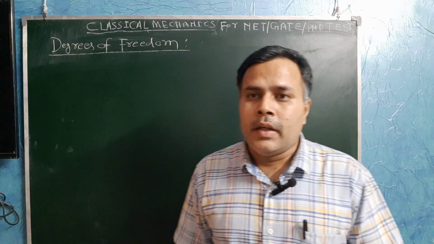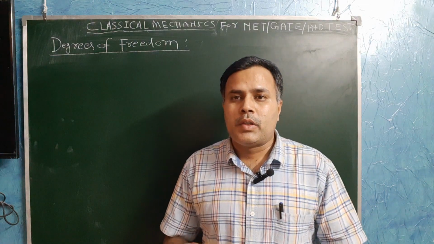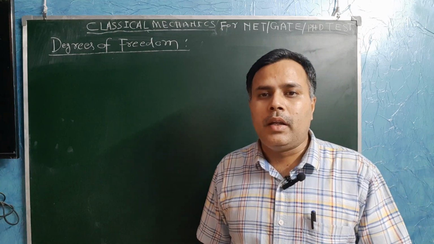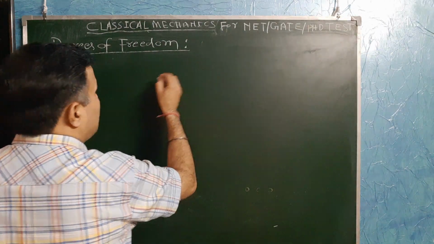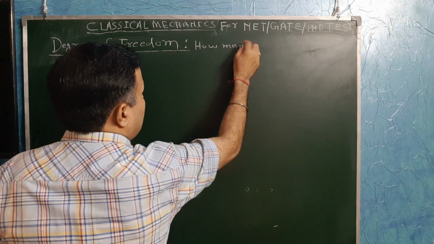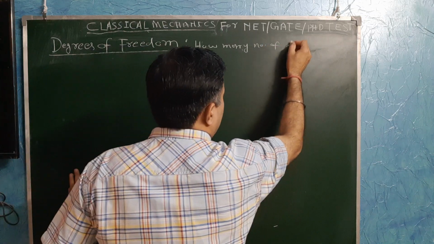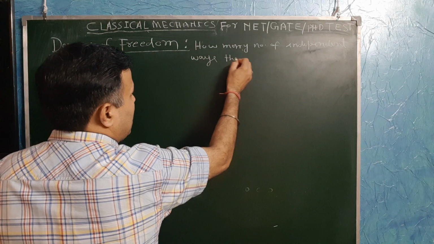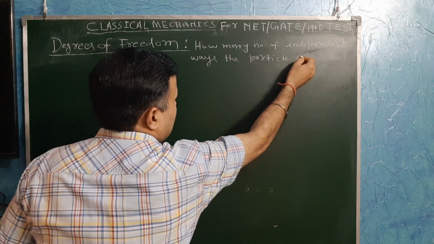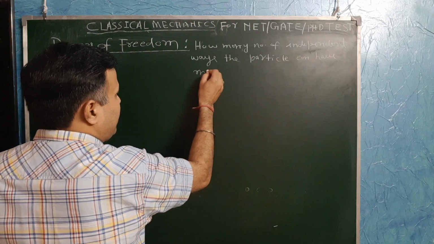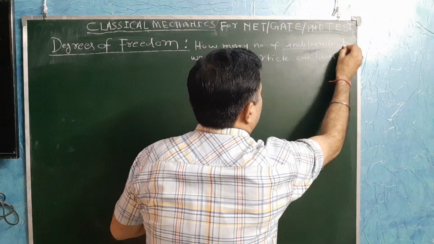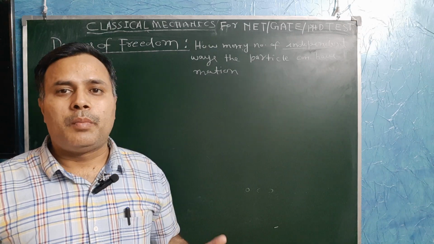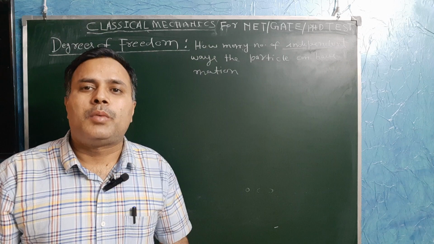So degree of freedom is basically the number of independent coordinates required to specify the motion of a dynamical system, or in other words, how many independent ways the particle can have motion. This is a very important parameter: independent ways. So how many independent ways the particle can have motion, or how many independent coordinates are required to specify the motion of a dynamical system.